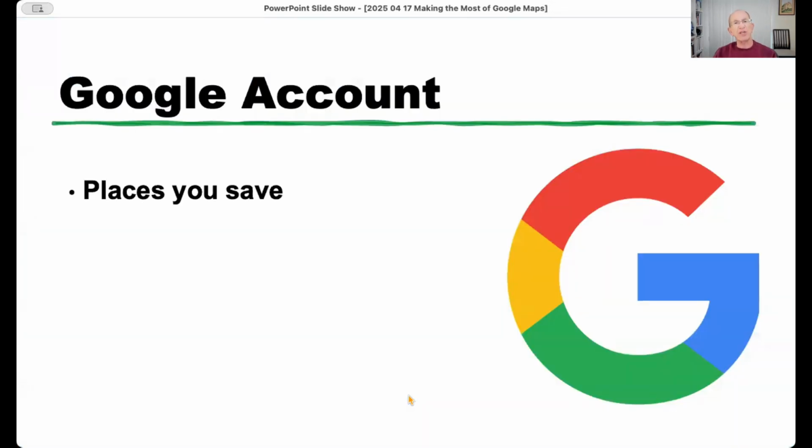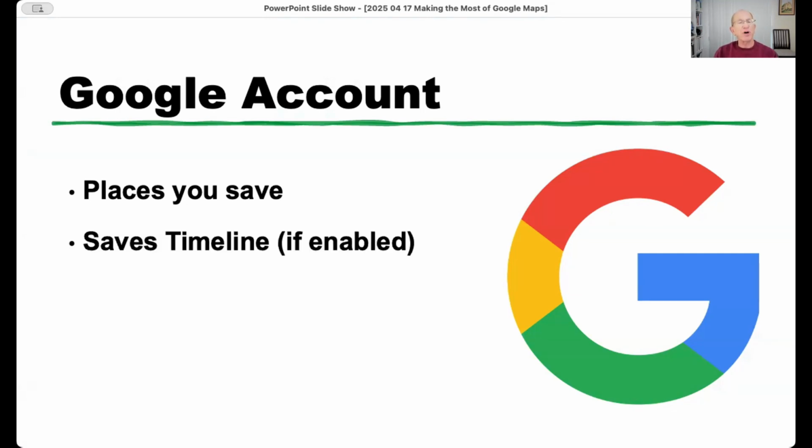Okay, so the next thing is your Google account. When you use your Google account and you are logged into Maps with your Google account, it'll save places for you. You can also save your timeline if it's enabled. You can say where you've gone and what you've done so that you can save a history if you're interested. You don't have to. And it is used to collect data for advertising by Google.